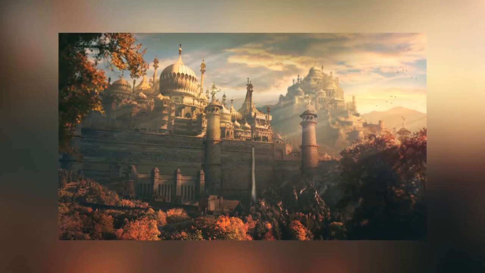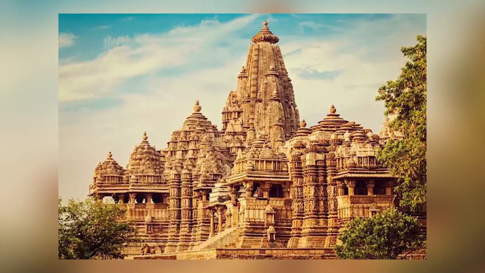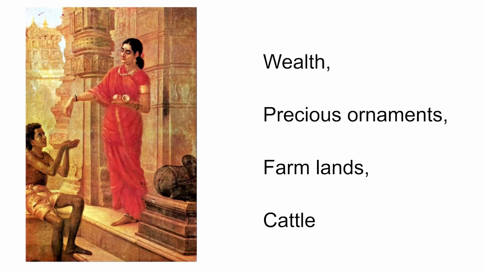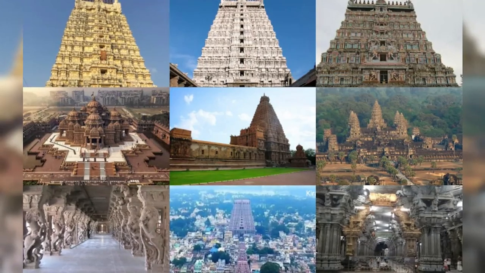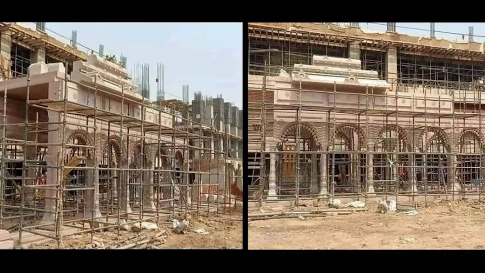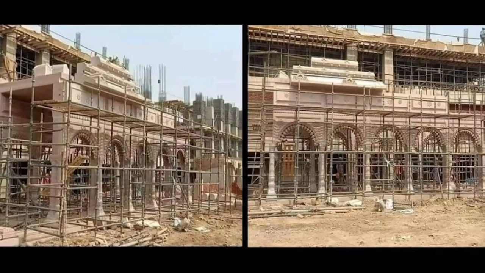There are many references in the scriptures regarding great kingdoms during that period. They constructed huge temples and donated wealth, precious ornaments, farmlands, cattle, etc. in the name of the presiding deity of the temple. There are innumerable temples in India. The temples became the center of the Indian culture. The construction of these huge temples was possible through overseas trade and business.